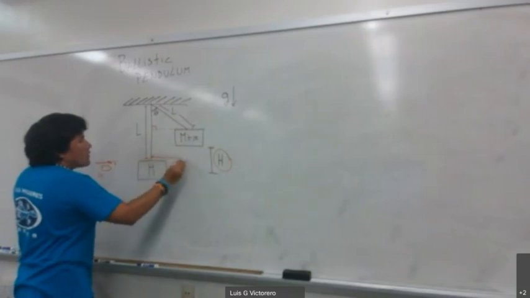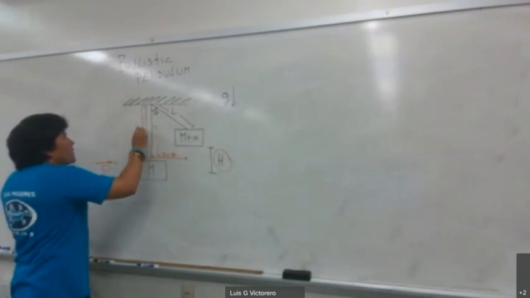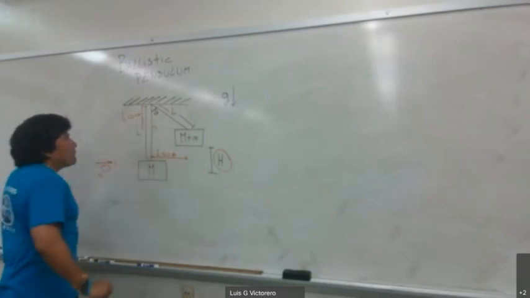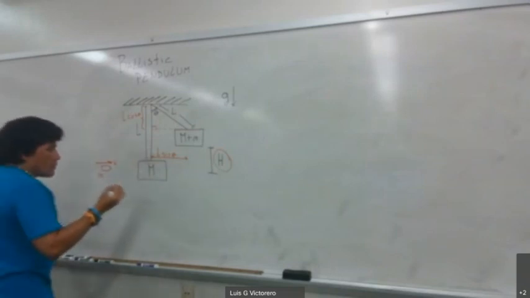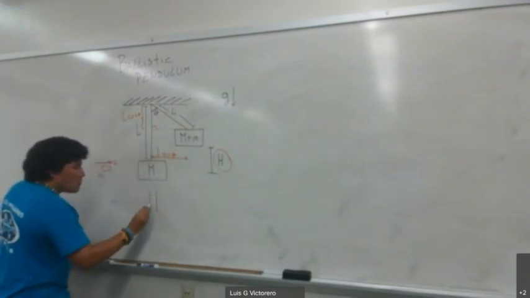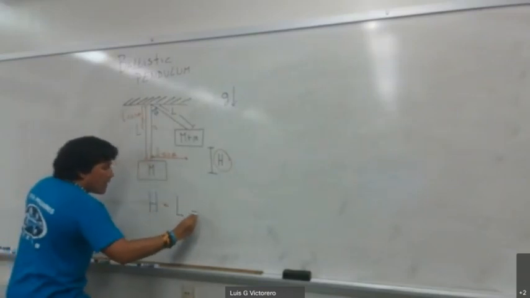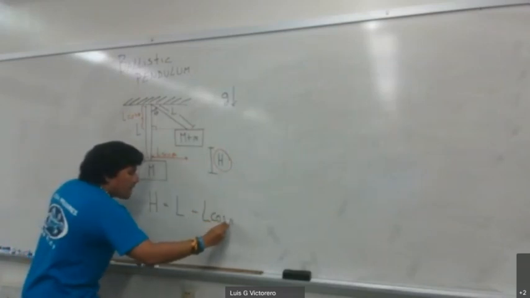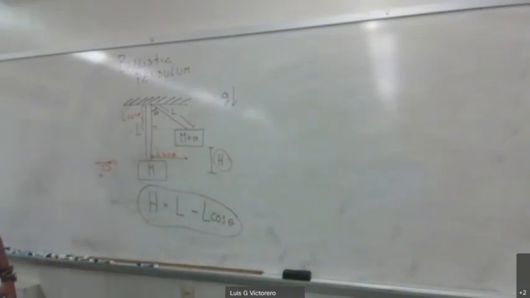This is L sine theta. So this is L sine. So from the figure, H is equal to L minus L cosine theta. That's the first step. Okay.